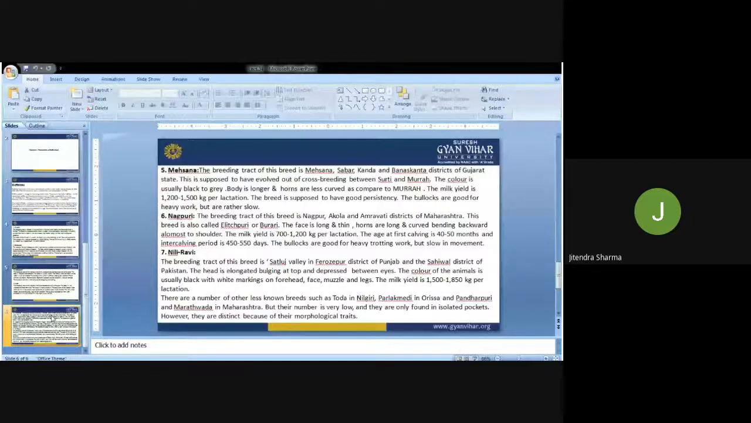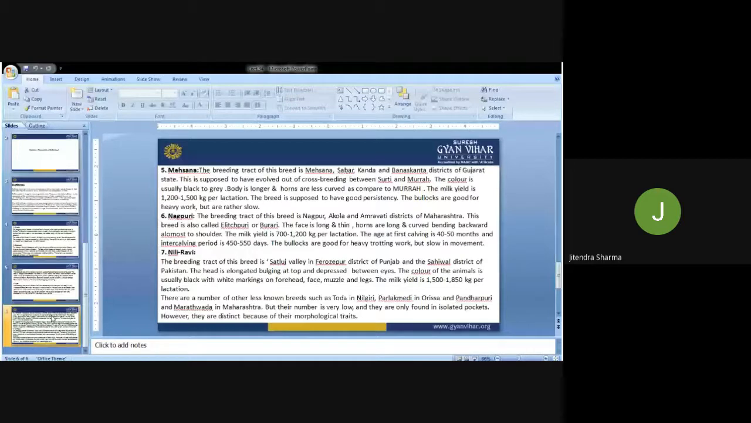The age at first calving is about 40 to 50 months. The intercalving period is around 500 days, plus or minus 50 days. The bullocks are for heavy trotting work but slow in movement. We use these in various agricultural operations, but nowadays the era of using the bullock is over.